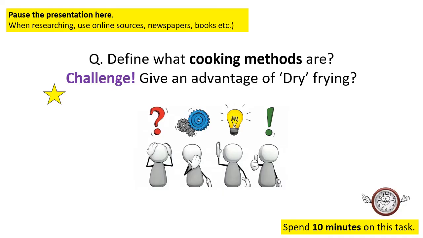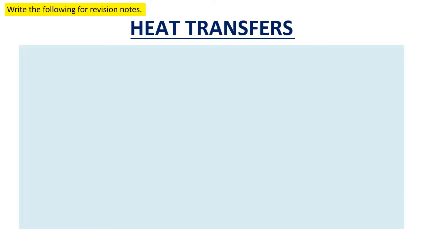Pause the presentation here and spend 10 minutes on this task. Question: define what cooking methods are. So research using online sources, newspapers, books, whatever you have to hand, and define what cooking methods are. And with the challenge, can you give an advantage of dry frying? So looking up dry frying, and what's the advantage of dry frying when it comes to a healthy, balanced diet. So pause the presentation here and spend 10 minutes on the task.